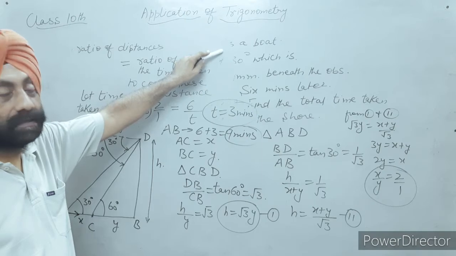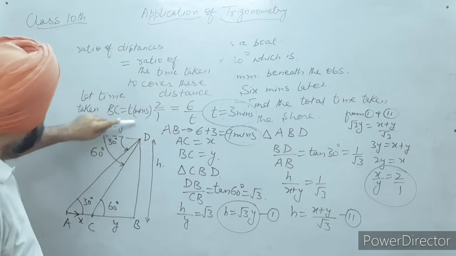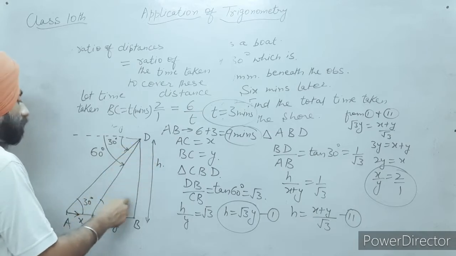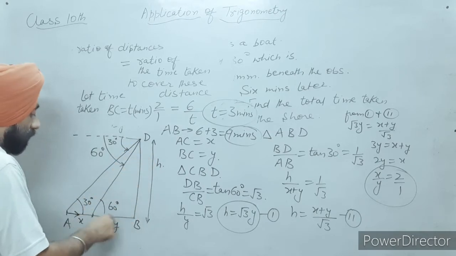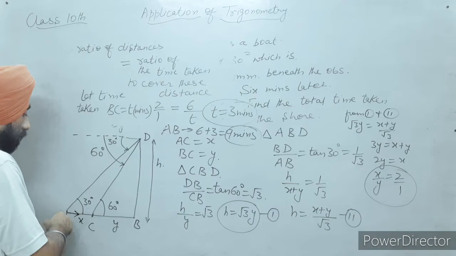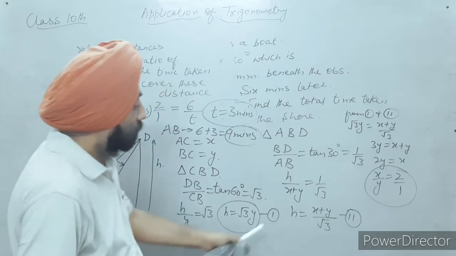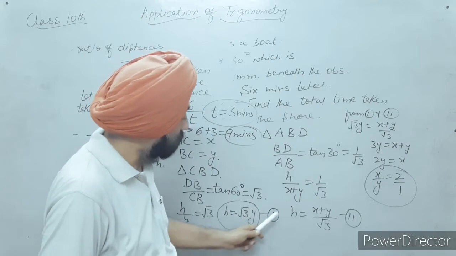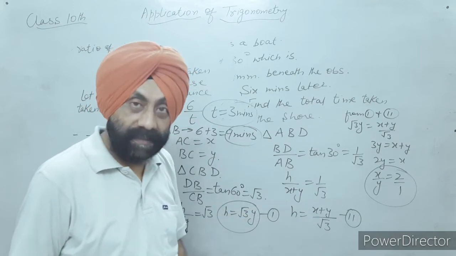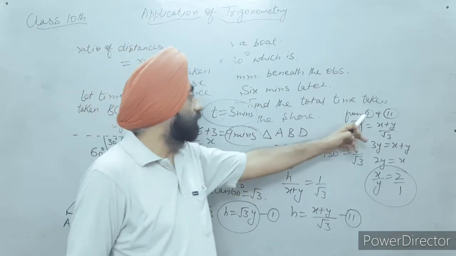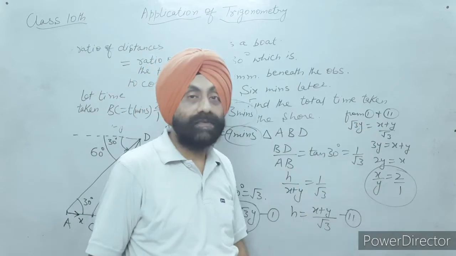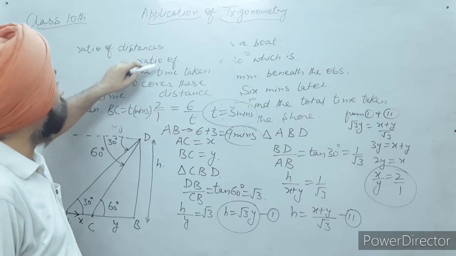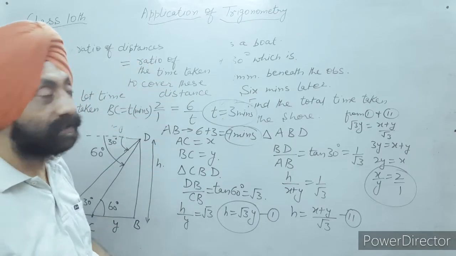Changed the given statement into a figure, then applied the trigonometric ratios on this triangle first, then on the bigger triangle. Both the values were h equals to this, h equals to (x plus y) by under root 3. Equated first and second, I get the ratio of the distances.